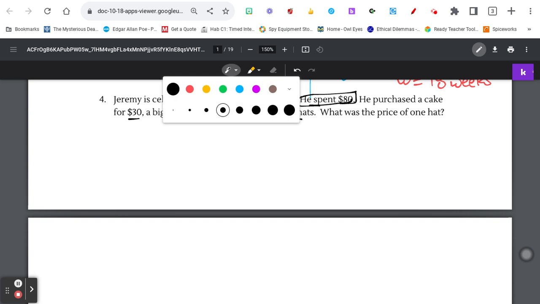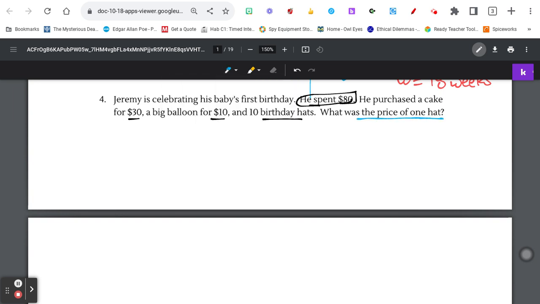So I'm going to underline this in blue. I need to find the price of each hat. That's my unknown. So that's going to be my variable. So I'm going to do H for price of a hat. H for price of a hat.